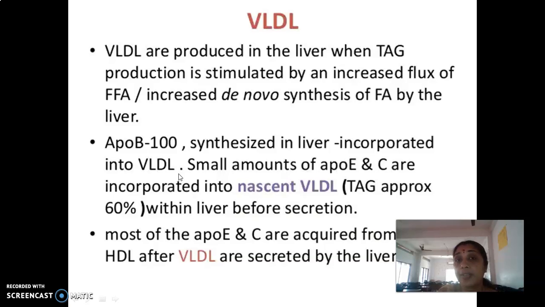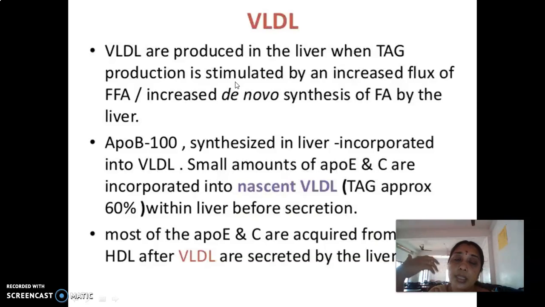Now, the body itself can synthesize TG, and the TG synthesized by the body is transported by another lipoprotein known as VLDL, that is very low density lipoprotein. And this VLDL is produced by the liver only. And TG production is stimulated by an increased flux of free fatty acids or increased de novo synthesis of fatty acids by the liver.